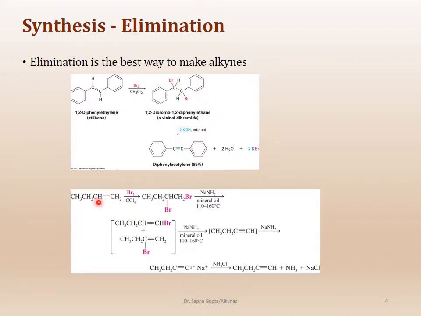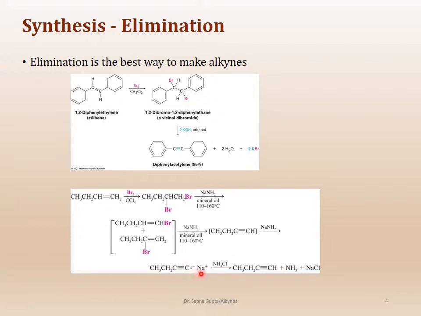Here is another example where you have a straight chain. You add bromine, again on adjacent carbons, which means it's a vicinal addition. And then you do 2 eliminations. One elimination gives you an alkene. The second elimination will give you an alkyne. The only thing here is that you want to make sure that at the end you protonate this alkyne.